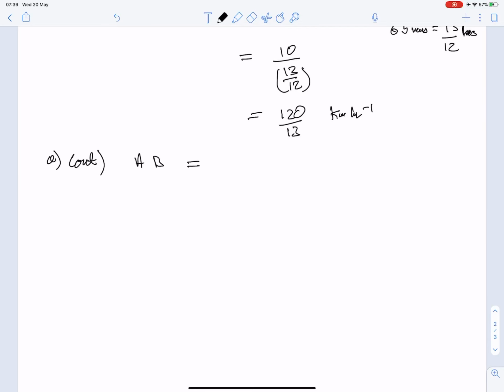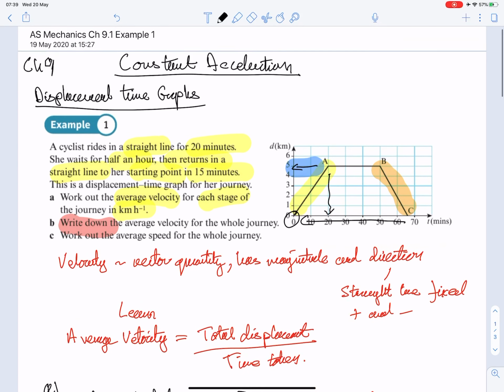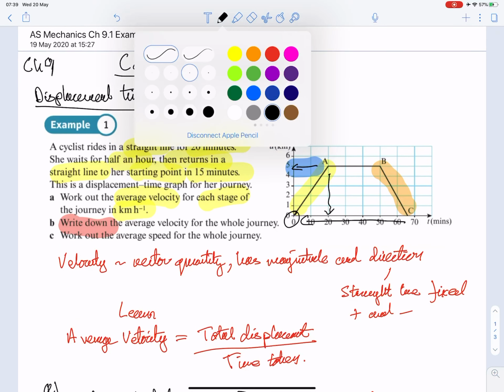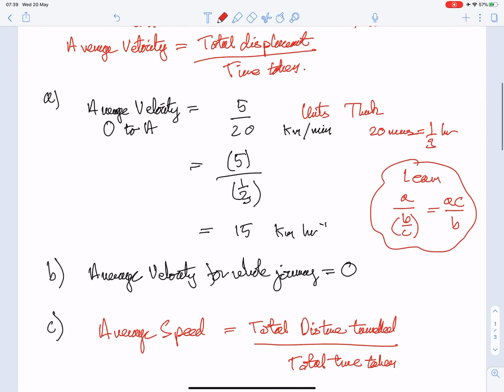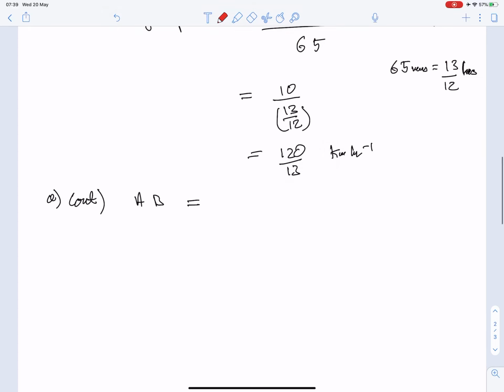It's a horizontal line, so they're not getting any further away. In this section, no change in displacement. Therefore, velocity is equal to 0. So average velocity AB is equal to 0 kilometres per hour.